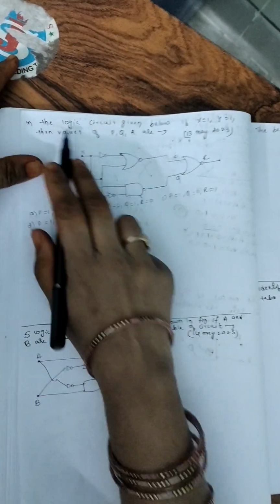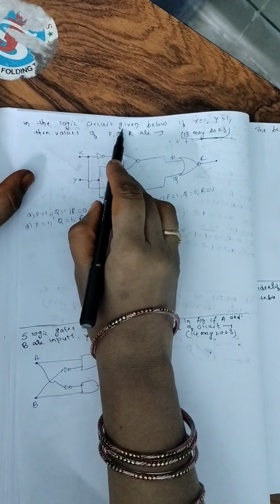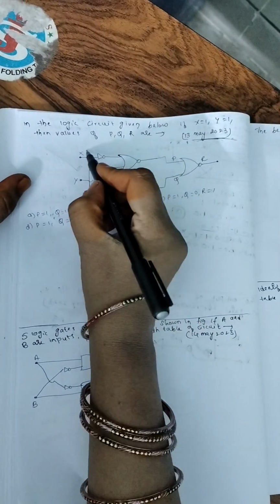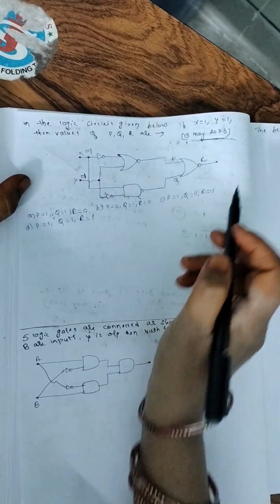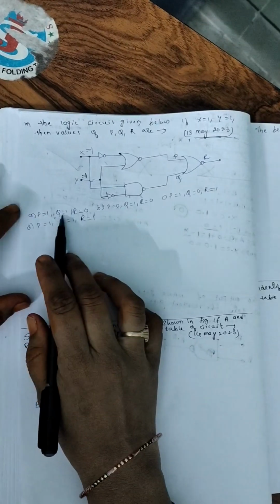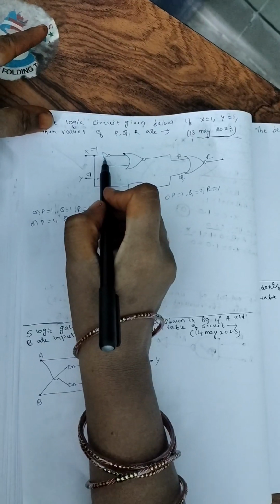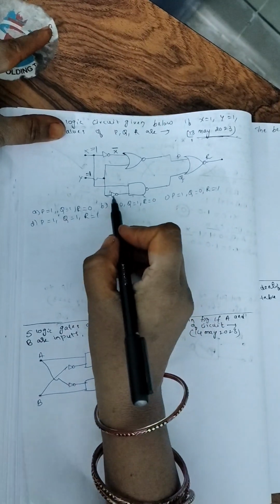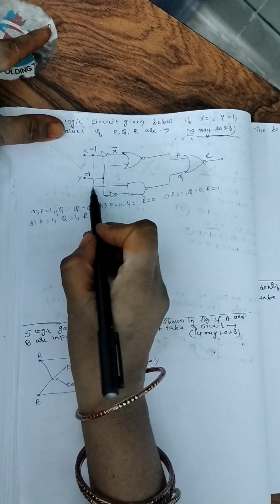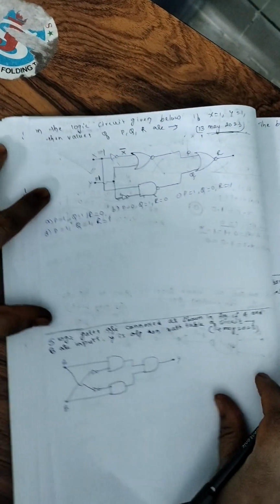Now let us move to the next question, please. Here, in the logic circuit asked on 13th May 2023, in the logic circuit given below, if X is equal to 1 and Y is equal to 1, then the values of P, Q and R are given. Let us check which option is correct. This is NOT gate. X becomes X bar. So X, Y he connected here. First, one by one, let us check.